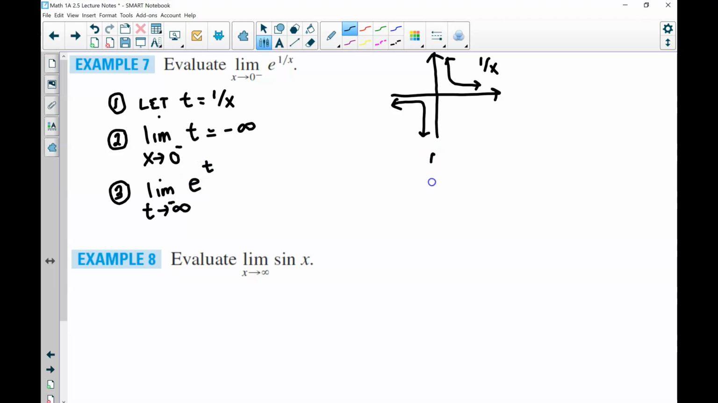So now let's take a look at what that graph looks like. Well, we know what the exponential function looks like for e to the t, right? We know that it is a function that looks like that. So as t is approaching negative infinity, as it's going towards negative infinity, the function e to the t is going to be approaching 0.